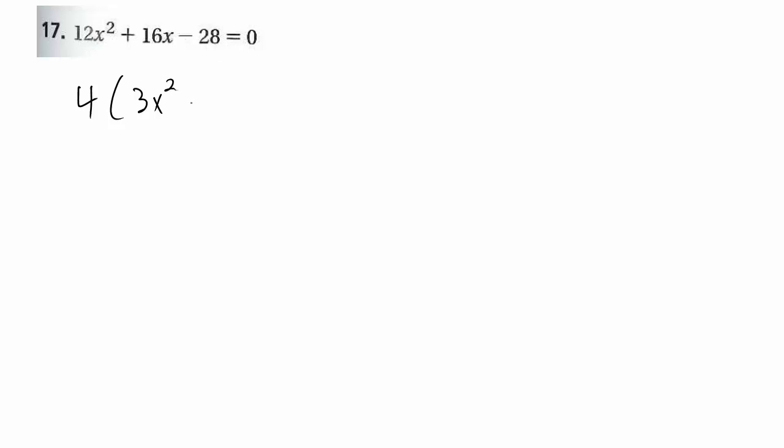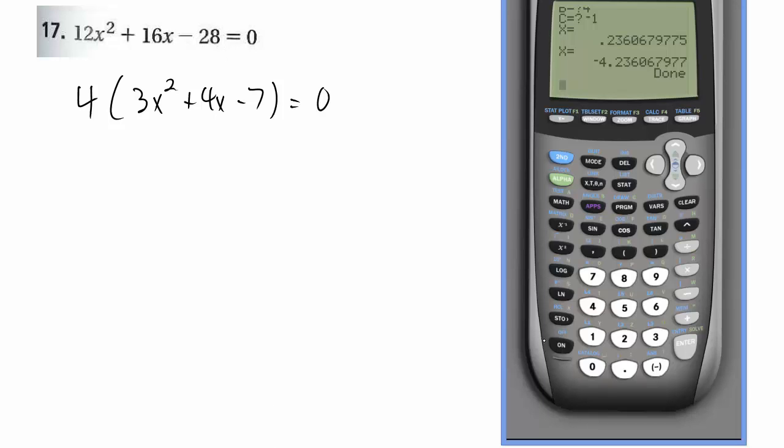Notice how they're all divisible by 4. You can pull out the 4, and you get this. And this right here is easier to factor than these big numbers right here. But you know what else works?